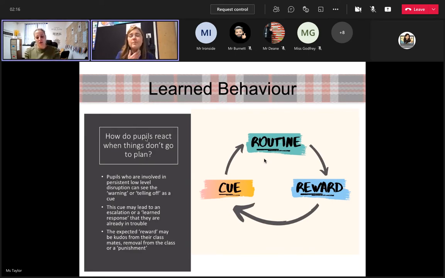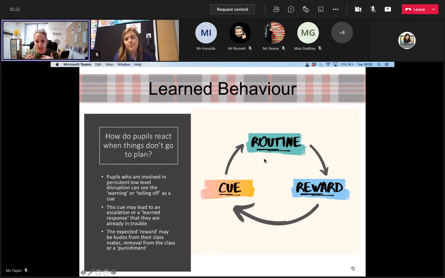Okay, so as Emma said, we know that this is a refresher for a lot of our staff, but it's actually been really good for me as well to refresh this in my head and think about things that I do in my current practice that I need to think more carefully about. And that's my learned behaviour, how I react to young people.